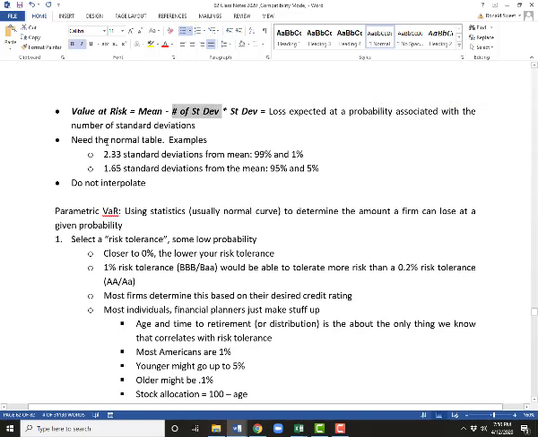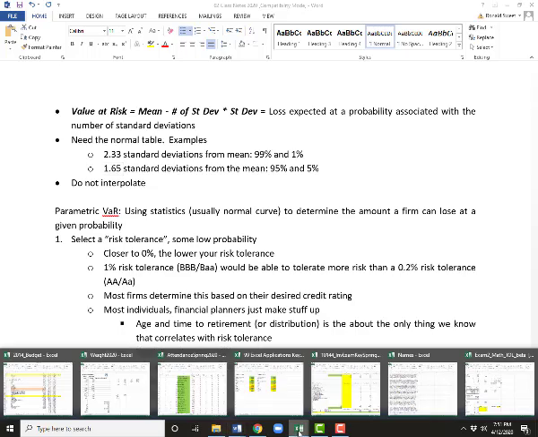Now you probably have seen some of these before. If you remember in stats when you did a 99% or 1% test, that was 2.33 standard deviations from the mean. 5% was 1.64 or 1.65. I don't like to interpolate, so 95% is right between 1.64 and 1.65. I usually use the higher number. Let me show you this in Excel.